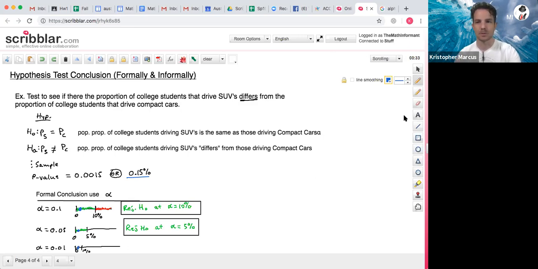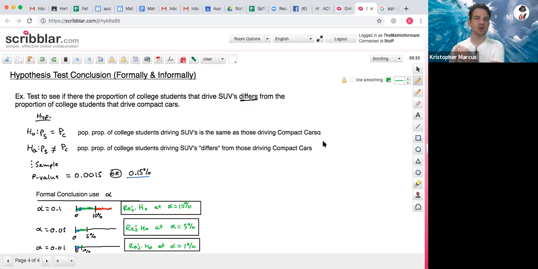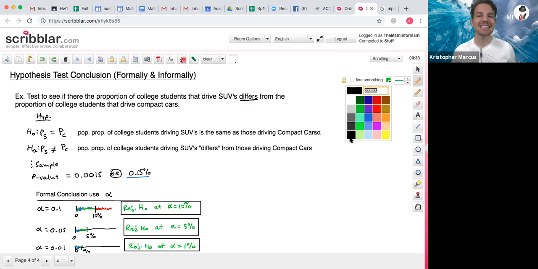It's not even a full percent. Where does it put us? Once again, this one happens to put us in the rejection zone. So we would even reject this at the 1%. Because we had a really small value for the p-value, we end up rejecting the null hypothesis for the three most common values of significance.